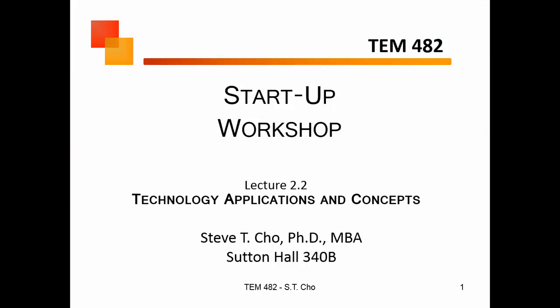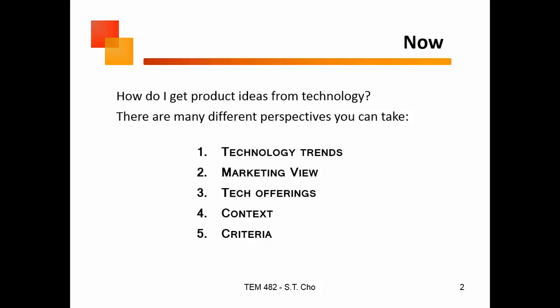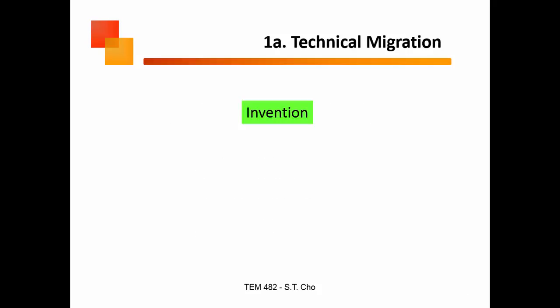Hi class. Our next lecture is about, okay, I've got an idea, and I'm interested in technology, so how do I apply it? And there's actually a couple of different ways you can do it. You can do it from the viewpoint of the technology itself, meaning you're interested in technology and want to see how you can apply it. Or I could look at it from a market point of view, or from the products already out there, how do I make those better? And then finally, context. And so what criteria do I use?